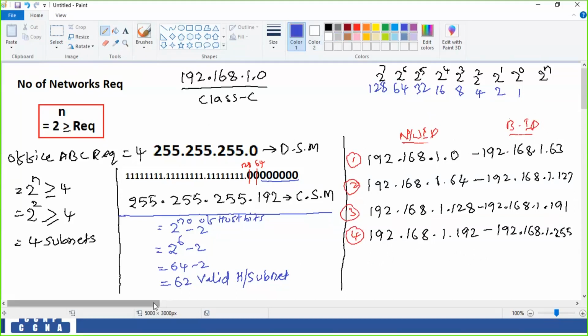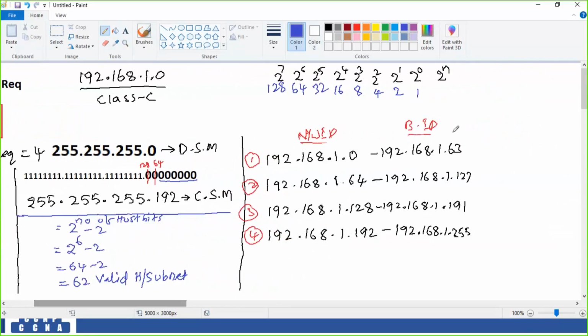So we can dedicatedly assign: we ask the sales department to use 1.0 to 1.63 IP addresses. Can sales use 1.0? No, it is the network ID. Can they use 1.63? No, that is the broadcast ID. In between, they can use 1.1 to 1.62. 62 IPs are available.